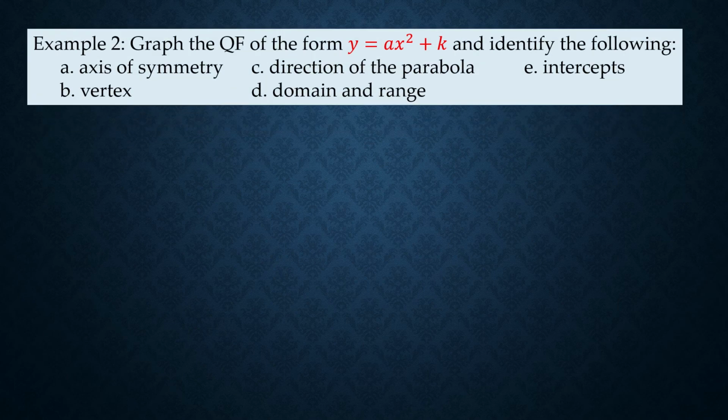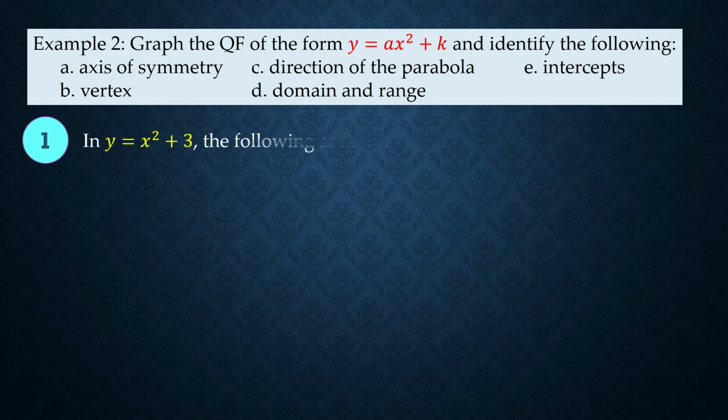Okay, that ends example number 1. Let's proceed to example number 2. How about graphing the quadratic function of the form y equals ax squared plus k? And identify the following: the axis of symmetry, vertex, ang direction sa parabola, the domain and range, and intercepts.